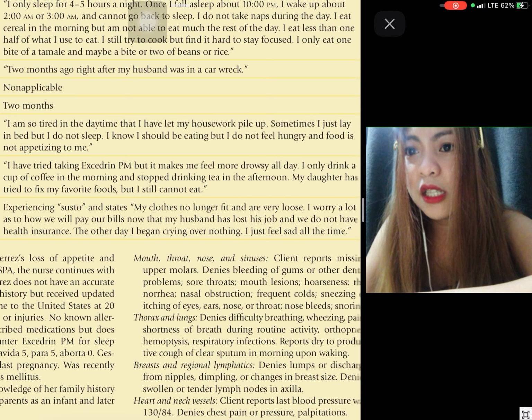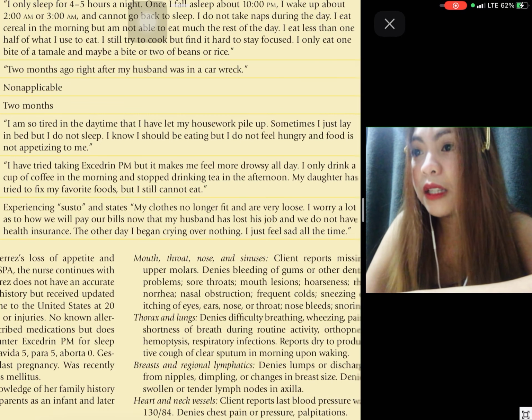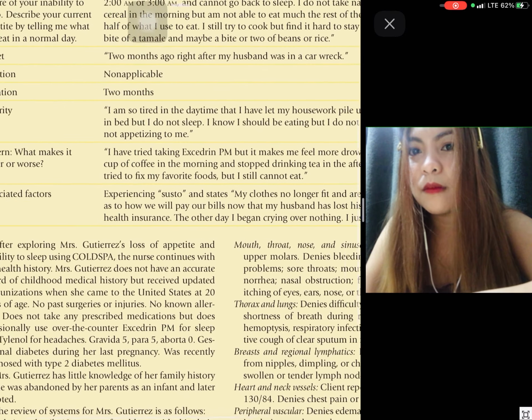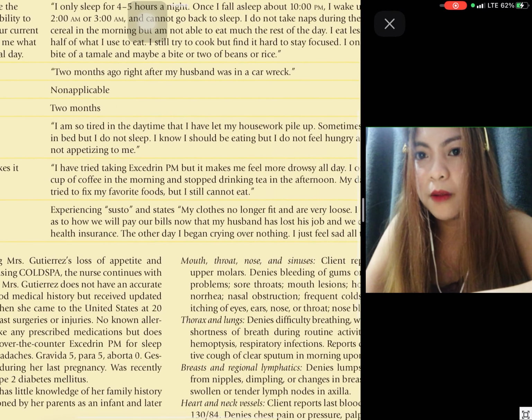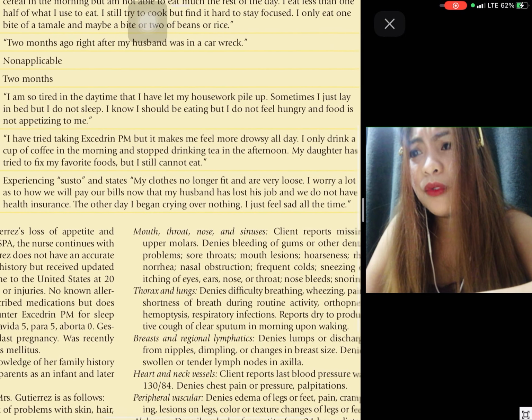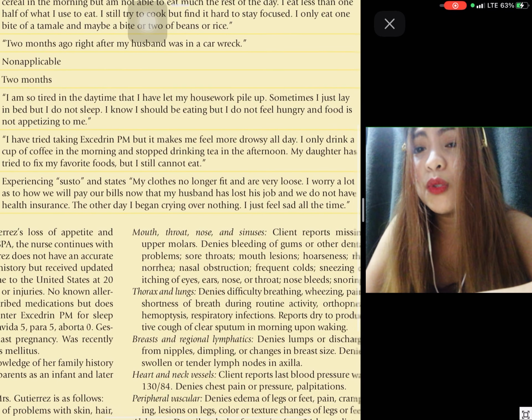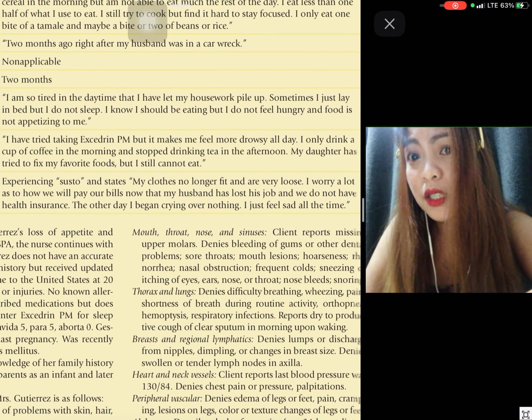So, associated factors. That's the A of COLDSPA. Experiencing susto and states, "My clothes no longer fit and I'm very loose. I worry a lot about how we will pay our bills now that my husband has lost his job and we do not have health insurance. The other day, I began crying over nothing. I just feel sad all the time." So, that is how Mrs. Gutierrez feels.